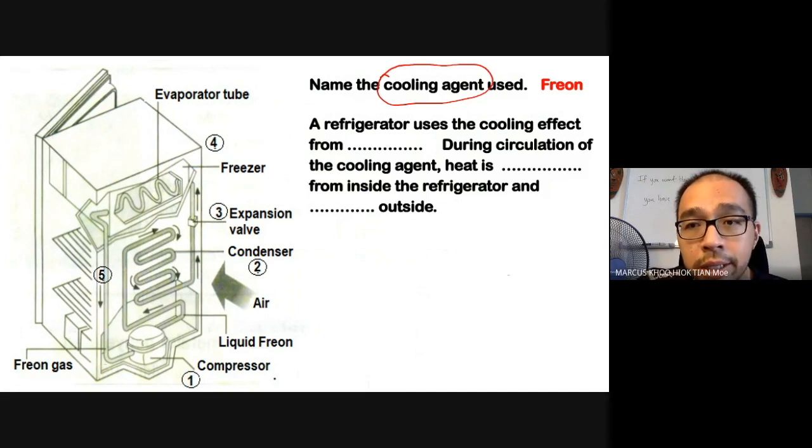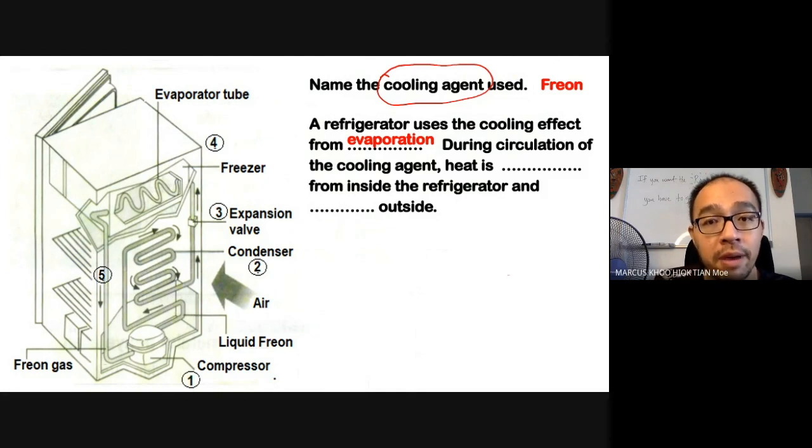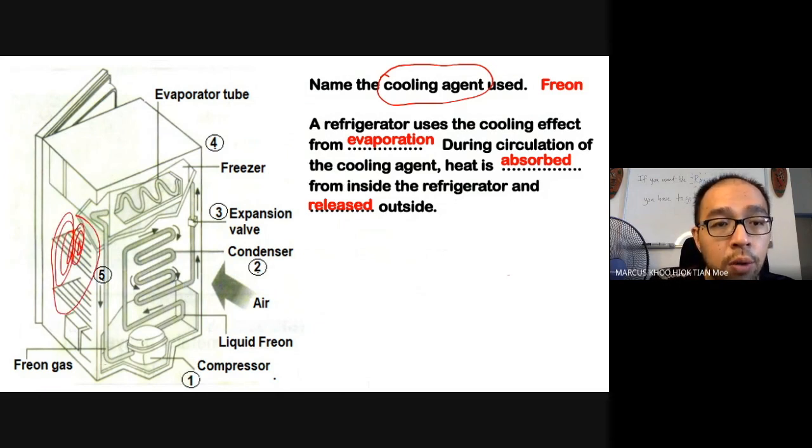So a refrigerator uses the cooling effect from evaporation. That's how your fridge works. During circulation of the cooling agent, heat is absorbed from inside the refrigerator to the outside, and then released outside. So that means whatever heat is inside the refrigerator will be absorbed by the Freon, by the cooling agent, and then it will be released outside. So this is how the steps happen.